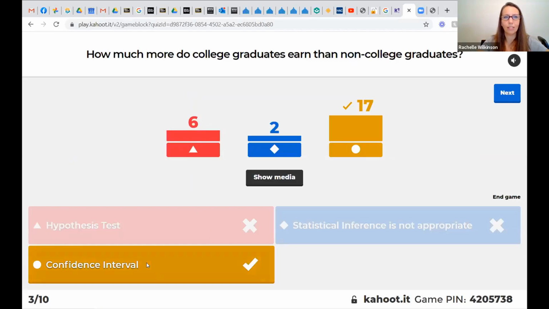Ooh, little trickier one here. So we want to know how much more do college graduates earn than non-college graduates? So how much more, like the answer is going to be like $30,000 a year or something like that. So it's going to have a number answer. We're trying to quantify something, how much. So that's what's going to make it a confidence interval.